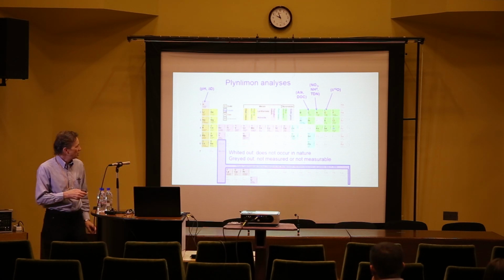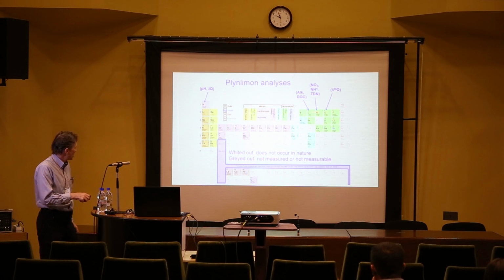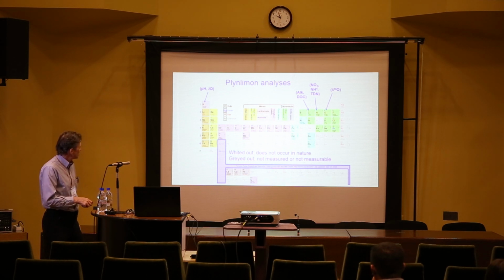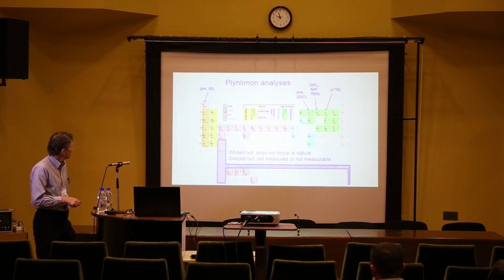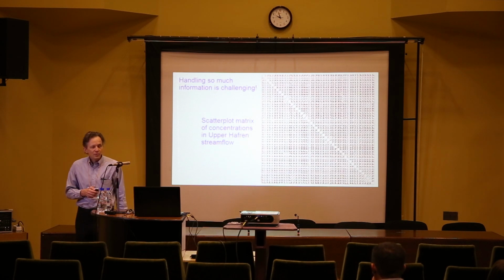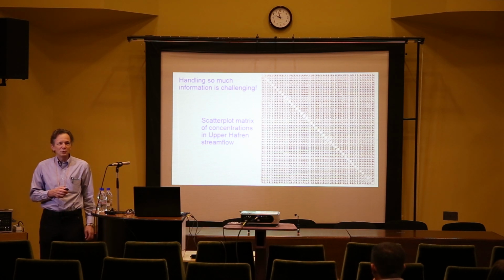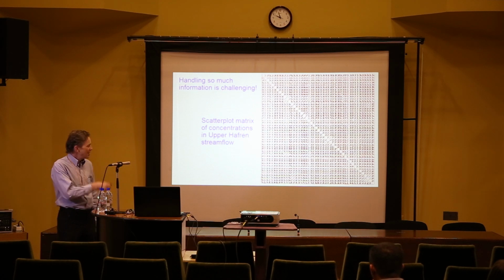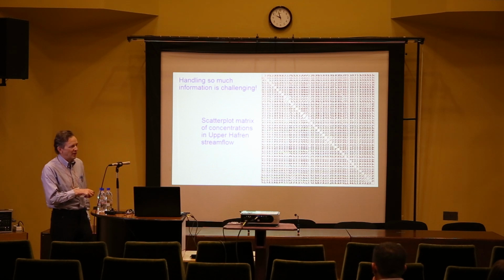So in the Plynlimon data, here is what they have analyzed for. The things that are in gray are simply in concentrations that are too low to measure, or in a few cases, they simply don't have the instruments. This is an idea of what the whole data set looks like if you plot every concentration against every other concentration for just one site. There are 2 million dots on that graph.